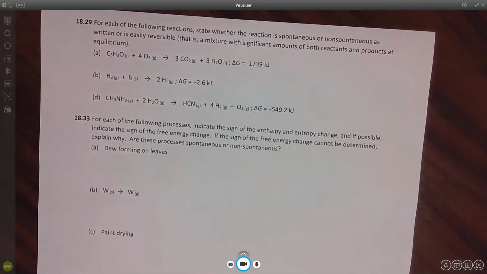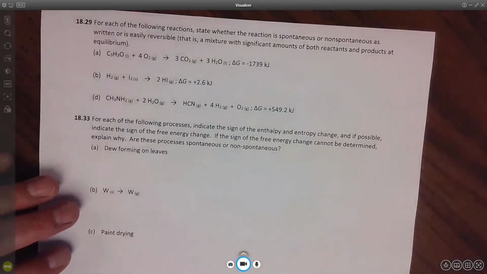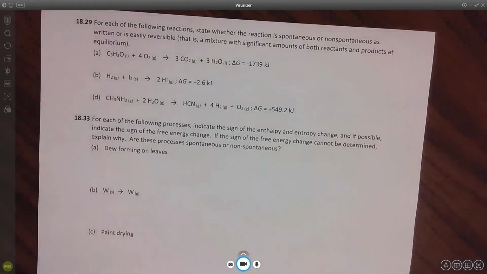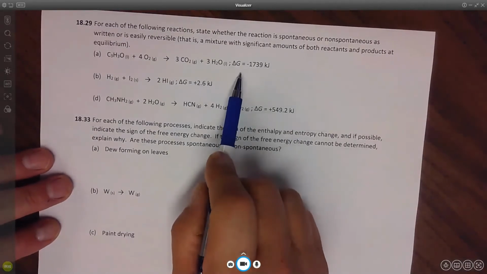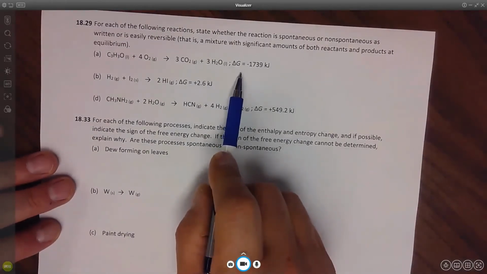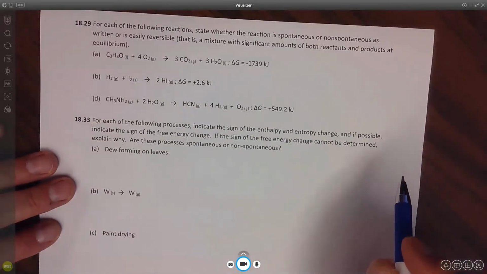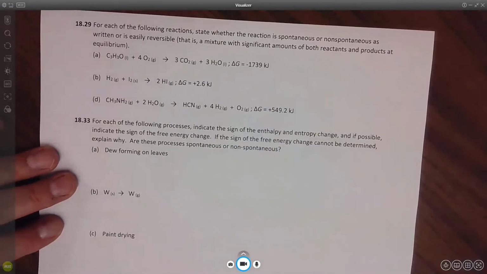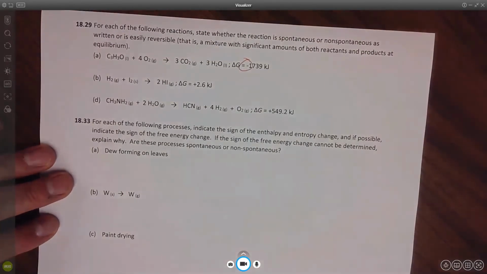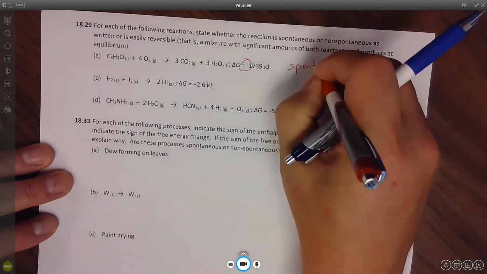Now, number 29 says, for each of the following, state whether the reaction is spontaneous or non-spontaneous as written, or is easily reversible. So easily reversible is going to be a reaction where at equilibrium, you have basically equal amounts of reactants and products. So is this first reaction here going to be spontaneous or non-spontaneous? Hannah, what do you think? It'll be spontaneous. Right. We have a large negative del G value, so this thing is going to be spontaneous.